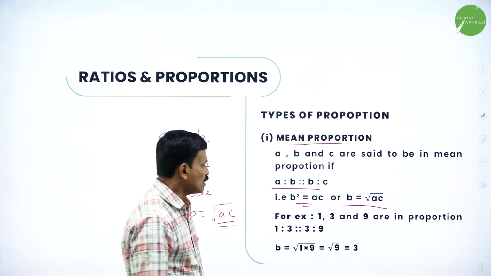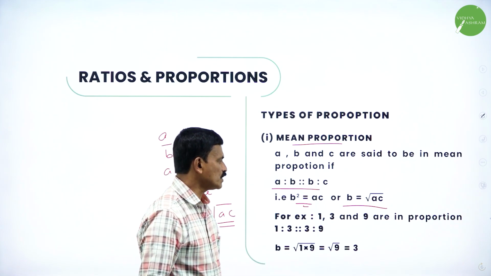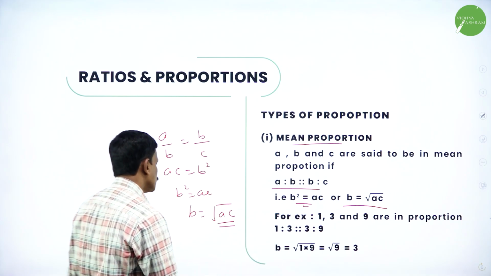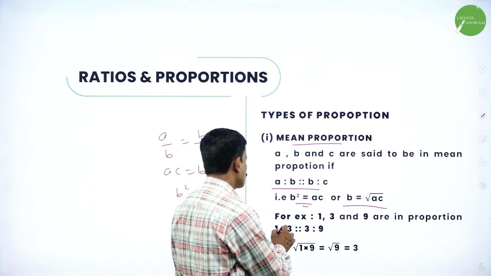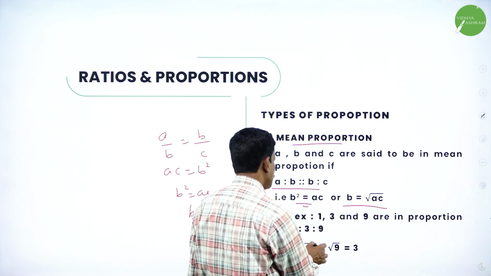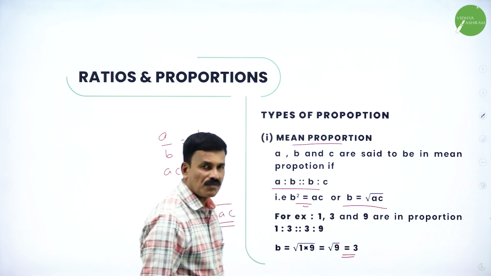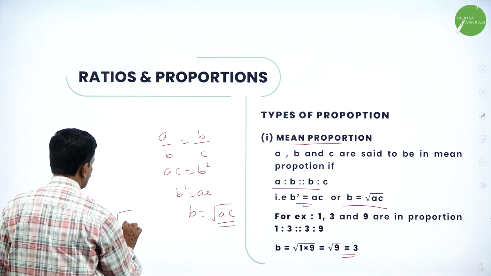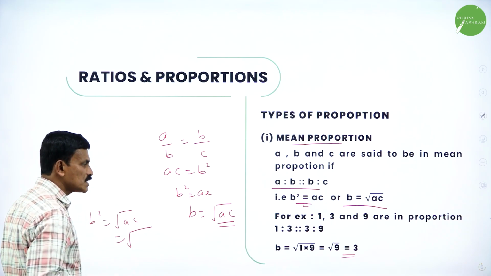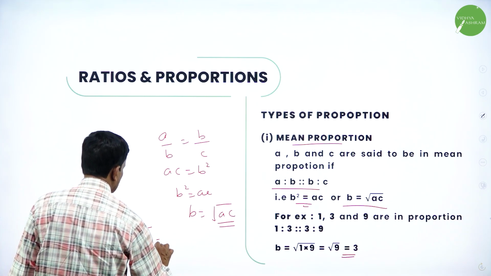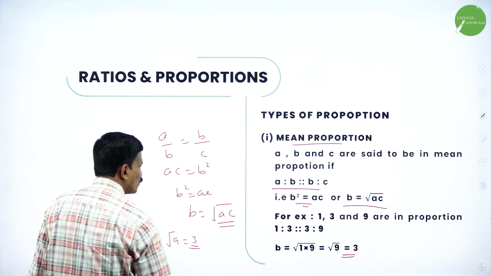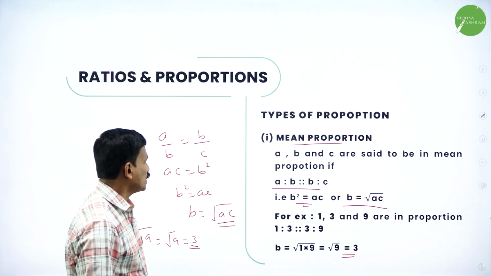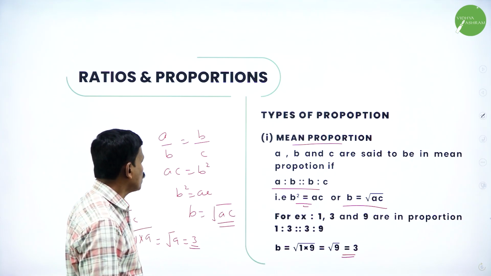Now let us consider an example. If 1, 3 and 9 are in proportion, then 1 is to 3 as 3 is to 9. What is the value of B here? B is equal to square root of AC, that is B square is equal to AC, where A is 1 and C is 9, so B is the square root of 9, which is 3. So therefore 1 is to 3 as 3 is to 9, that is, 1, 3 and 9 are in proportion, right? Now move on to the next problem.